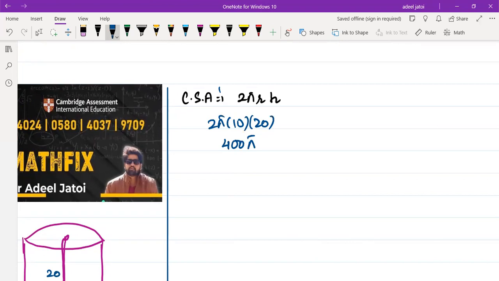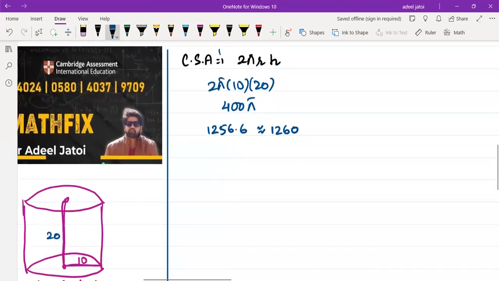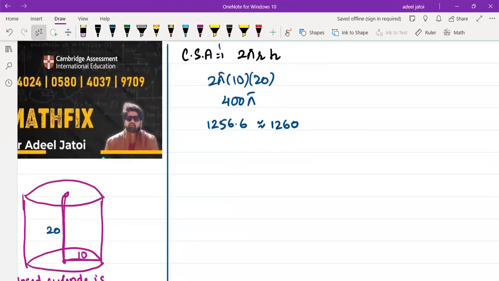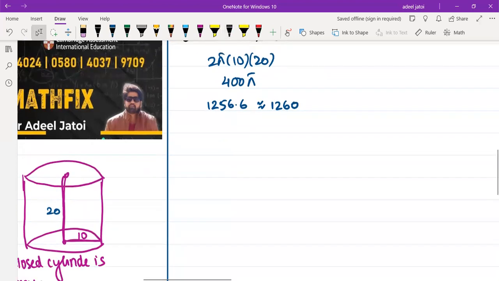If you want to express this, we'll express this as 400 pi. But the answer can be 1256.6, which will be 1260 in three significant figures. Now we already know that it is a closed cylinder. So the total surface area.